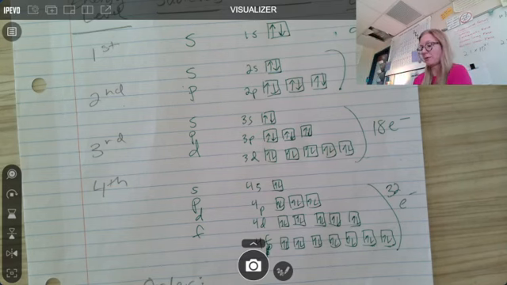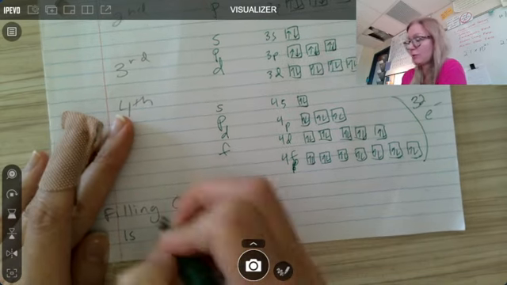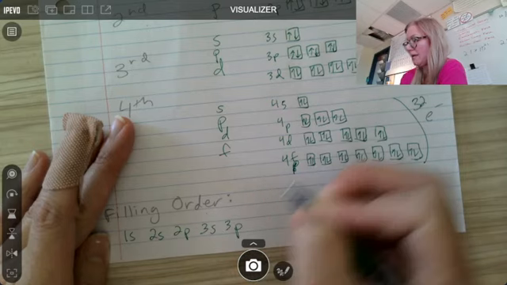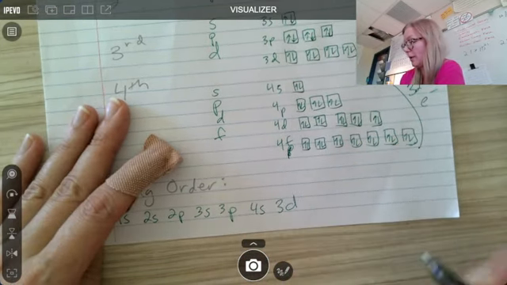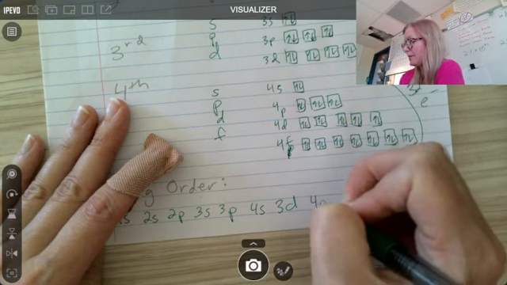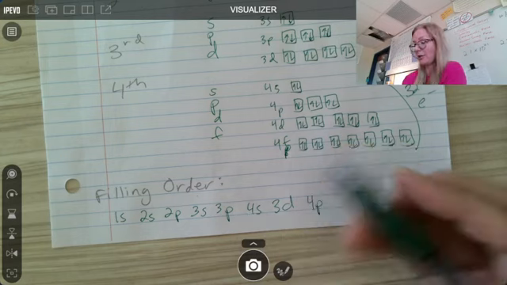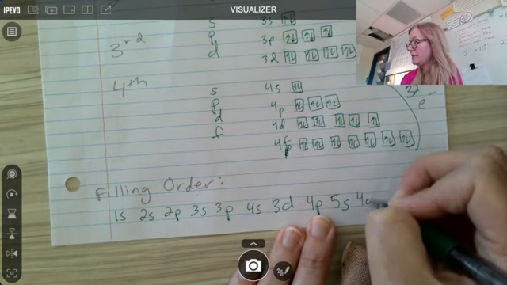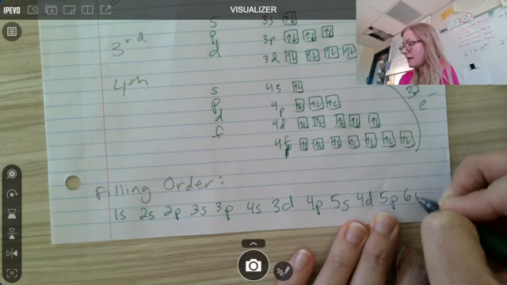So things start out in order. So I'm going to write down the filling order. We start with 1s, and then we go to 2s, 2p, 3s, 3p. Then we jump to 4s, then we go back to 3d, okay? Then we go back up to 4p, and then actually after 4p we go into the fifth energy level, which we didn't even talk about, 5s, okay? And then we go to 4d, 5p, and then we go to 6s, dot, dot, dot.